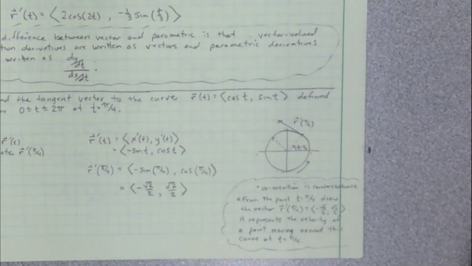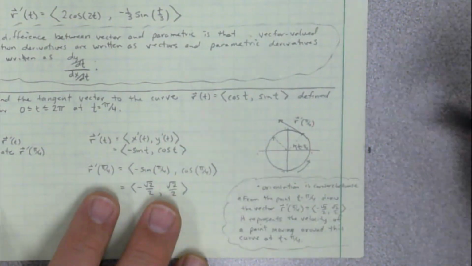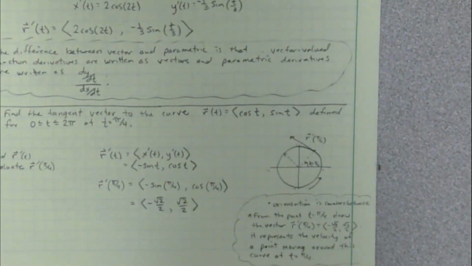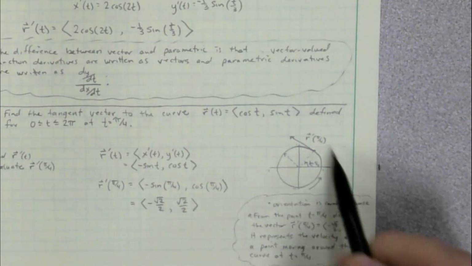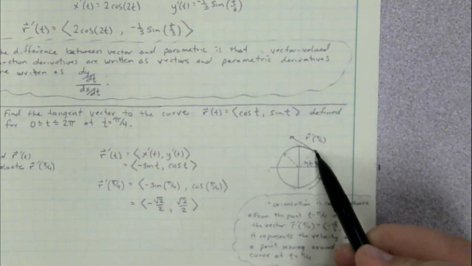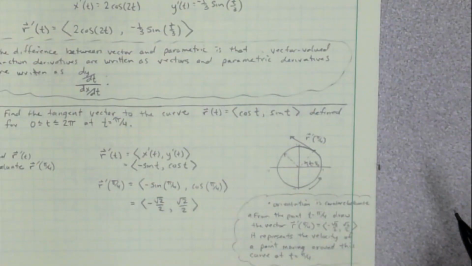Okay, so take a pause here, write this little part down. Hopefully I can get it to focus. Things don't want to focus for me today. Okay, so it represents the velocity of a point moving around this curve at pi over 4. That's basically what it boils down to. Okay, so let's take a look at the next problem.